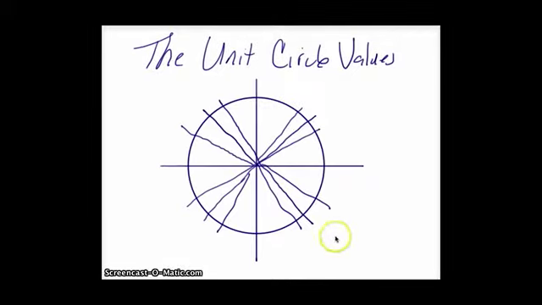Okay, we're talking about our unit circle values. Now, let's put some angle numbers here. Remember, this was 0. This is 30, 45, 60, and 90, okay? All right, now another thing that we need to do is we need to remember those two special triangles.